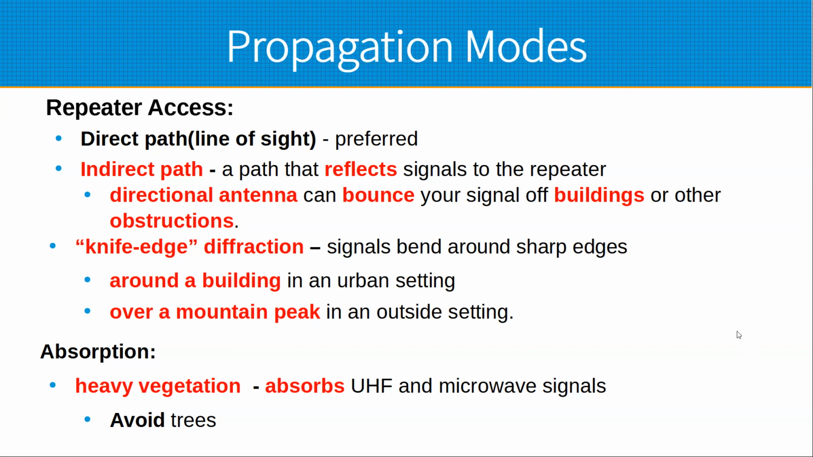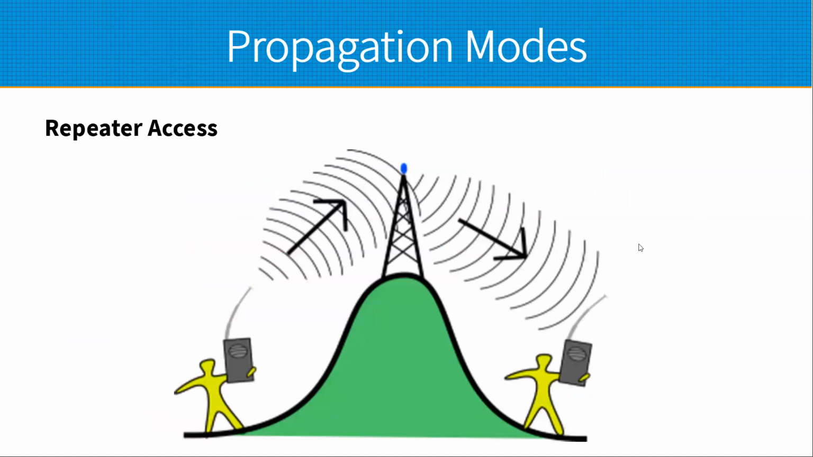And then we've got absorption. Basically anything with water in it, vegetation, people, absorb UHF and microwave signals. So they don't work well in the rain. Anything with a lot of water. It's just a little thing showing typical repeater access, where the repeater is up on top of a mountain and you can't see the other guy, so you go through the repeater.